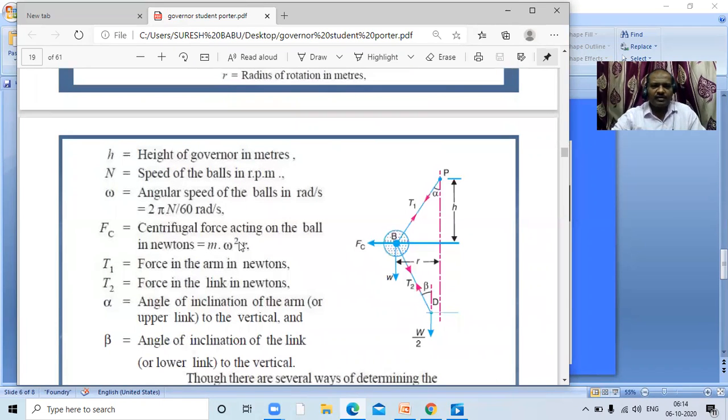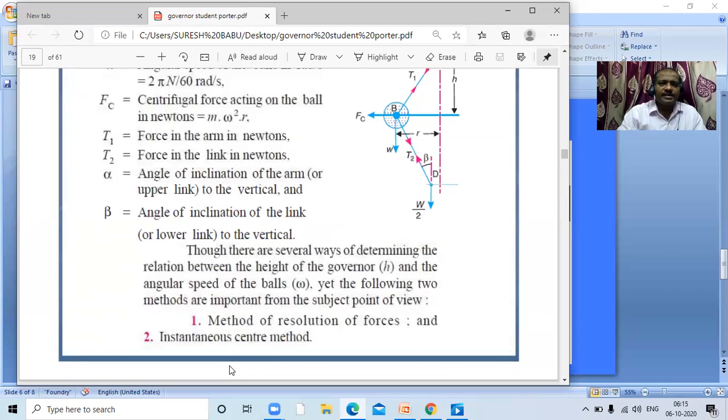F is the centrifugal force acting on the ball in newtons, that is given by m into omega square into r. The same diagram, nothing I have changed here. T1 is the force in the arms in newtons. T2 is the force in the link in newtons. Alpha is the angle of inclination of the arm to the vertical. Beta is the inclination of the link to the lower link.